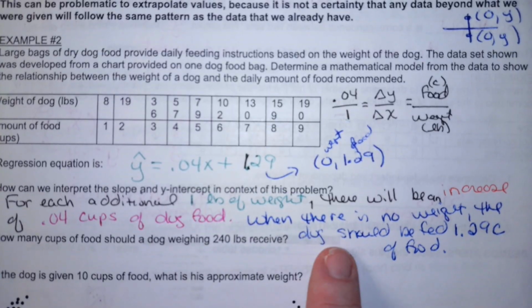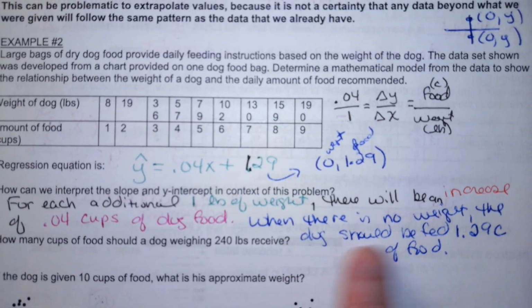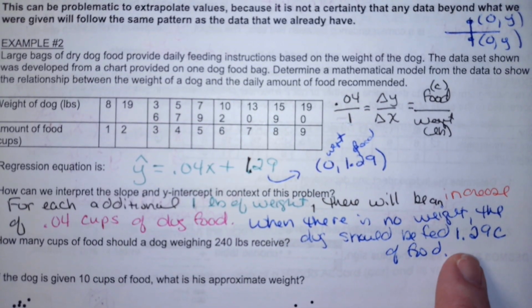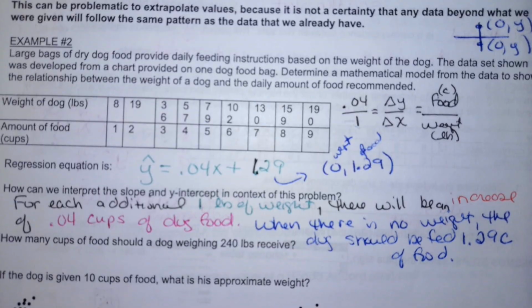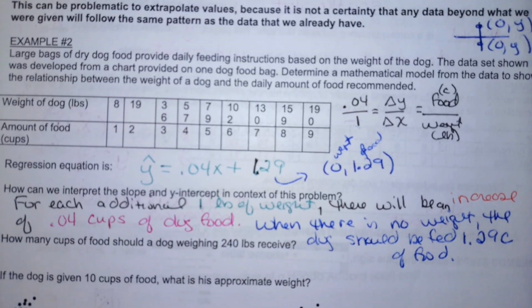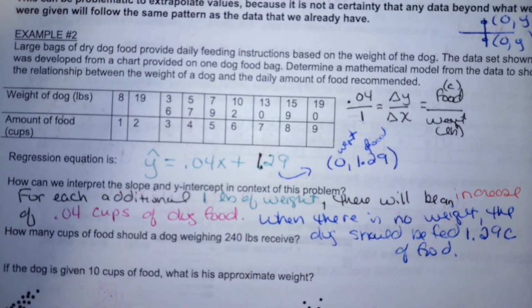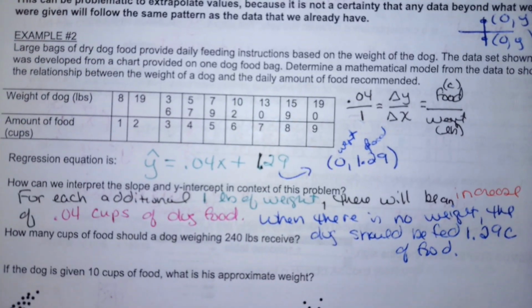Sometimes we get statements that make no sense, and this is one of those. Even if the dog was a puppy that weighed less than a pound, it's not going to eat almost a cup and a half of dog food. What size cup are they using? Sometimes we get statements that have no real world meaning.